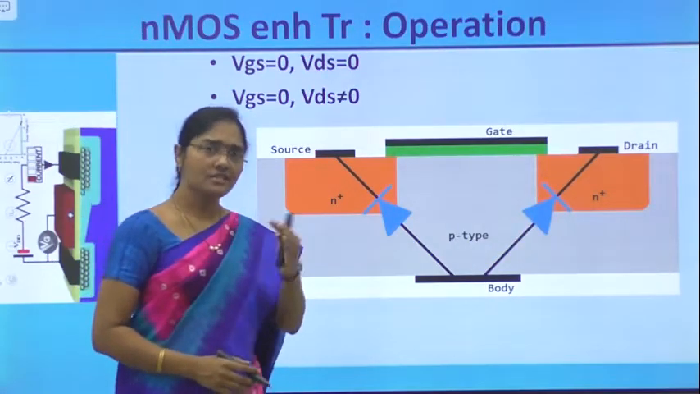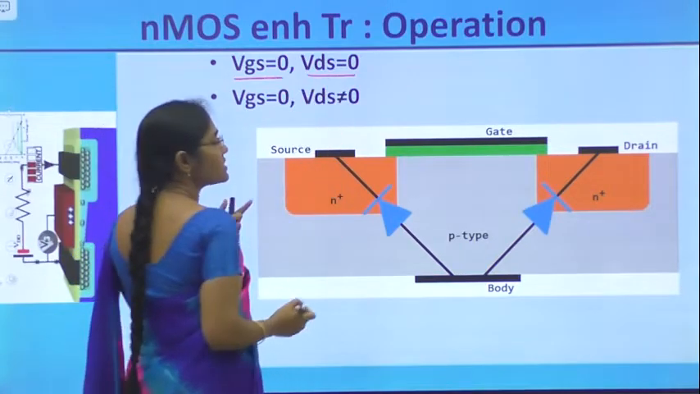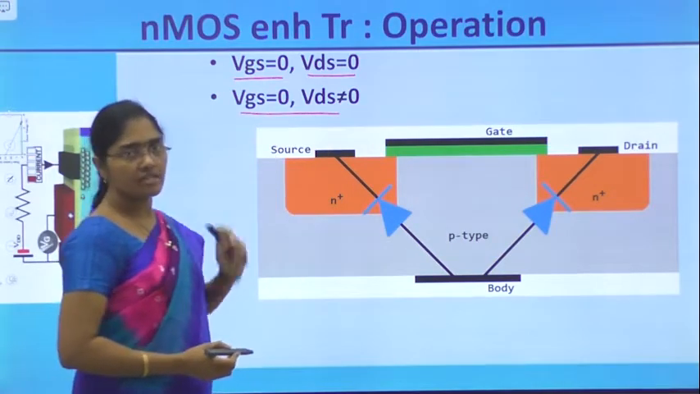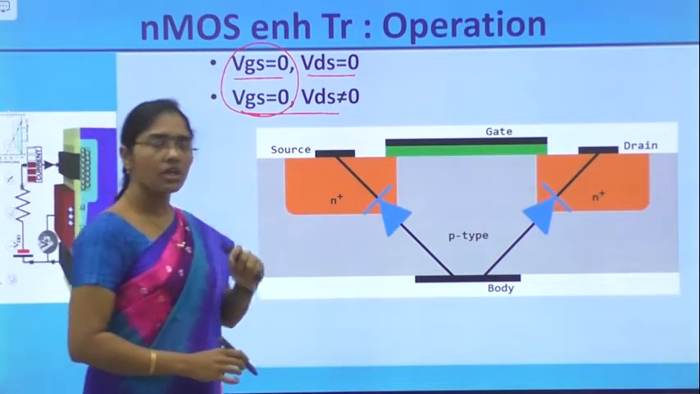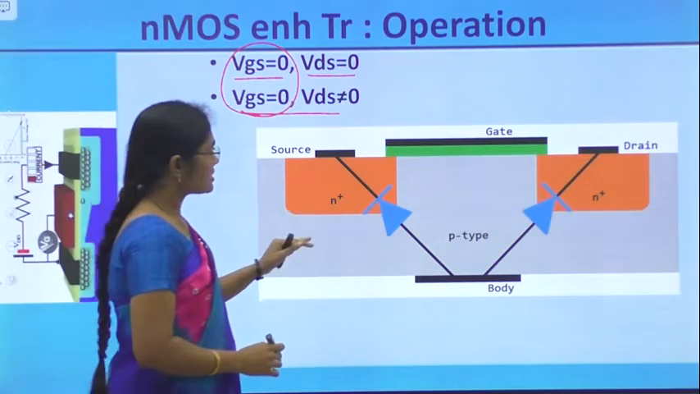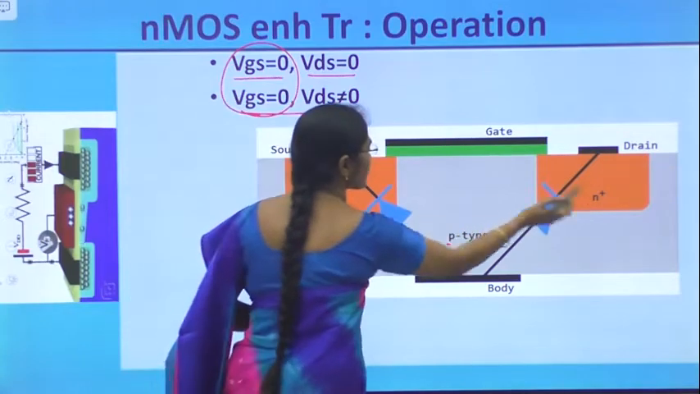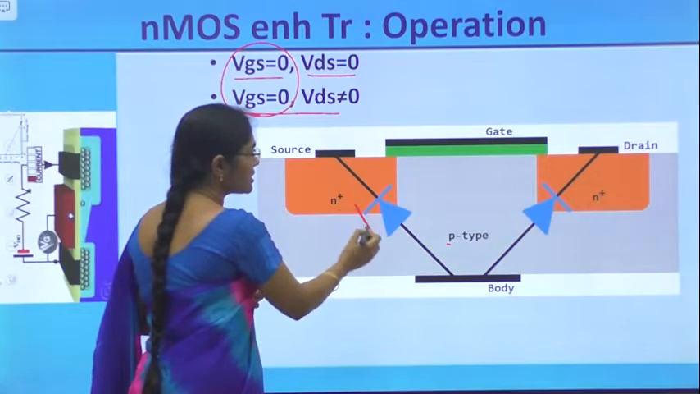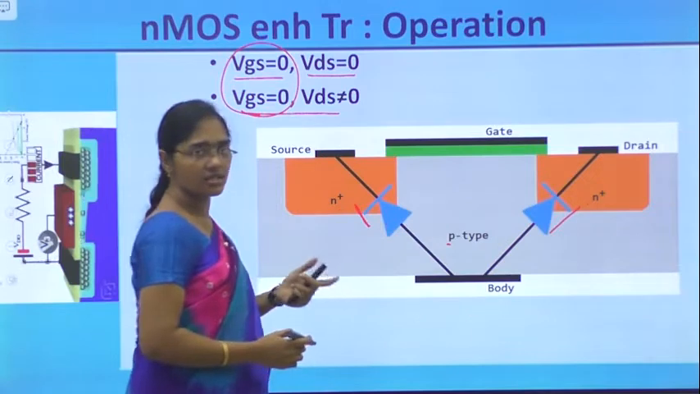Let's see the four cases, starting with the case VGS equal to 0 and VDS equal to 0, or VGS equal to 0 and VDS not equal to 0. That means the gate to source potential is 0 for the nMOS enhancement transistor. So this is the nMOS transistor. The substrate is represented as p-type, and the source and drain are represented as n plus. Whenever p and n are there, the junction is represented as a diode.